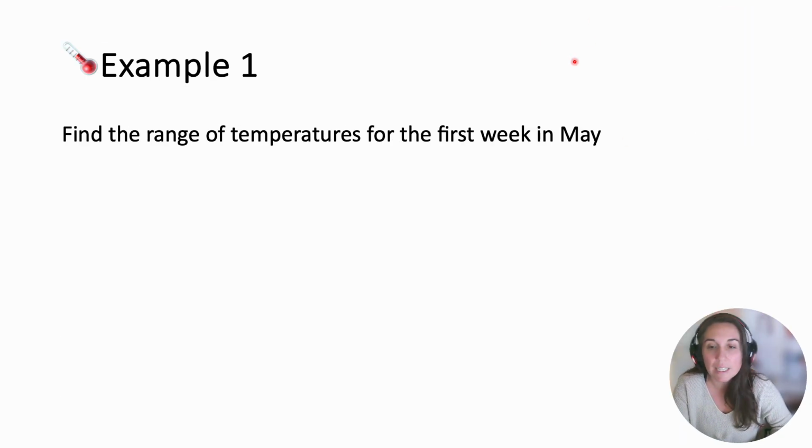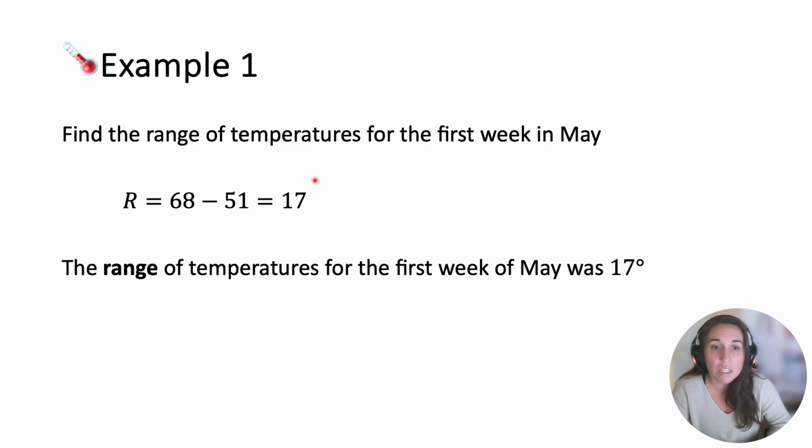Okay, so now let's practice calculating some of those measures of dispersion that we just talked about. Let's find the range of temperatures for the first week in May. So remember, range is just the max minus the min. So here our biggest, highest temperature was 68 degrees. That was our max. Our lowest temperature was 51 degrees. That was our min. So we subtract max minus min, and we get 17 degrees. So the range of temperatures for the first week of May was 17 degrees.